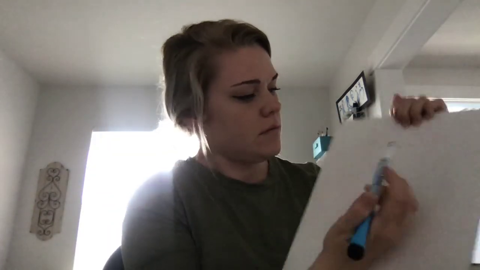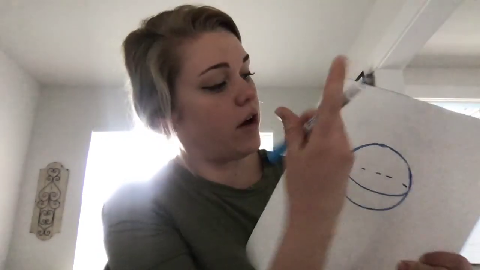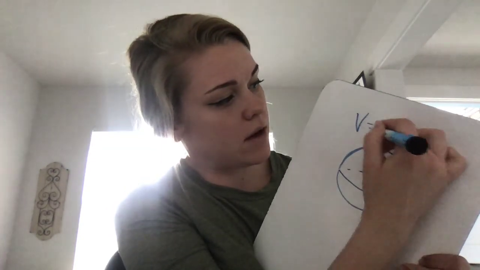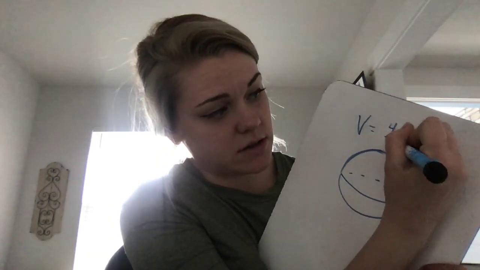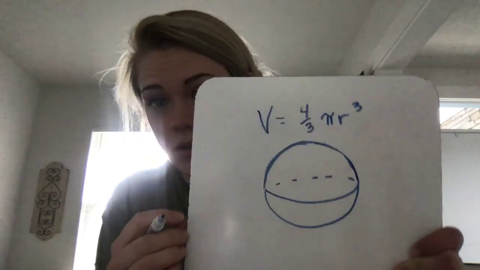So, let me draw my... It's a terrible drawing, but you get the idea. Okay, so here is my sphere. Now, I'm going to link a video for why this formula works, but this is also the formula for the volume of a sphere. So the volume of a sphere is 4/3 pi r cubed.